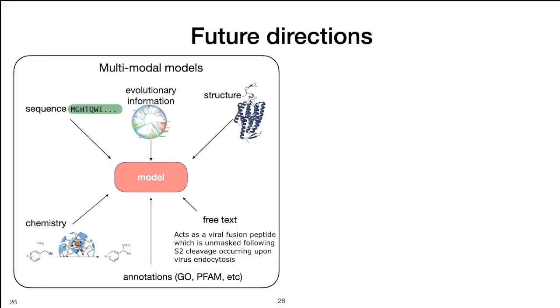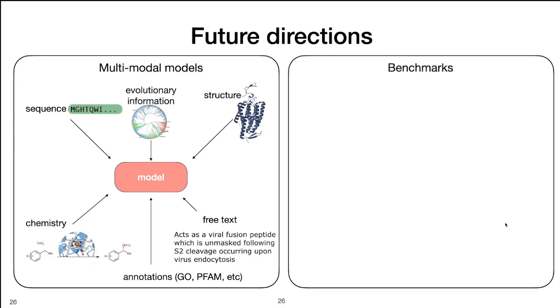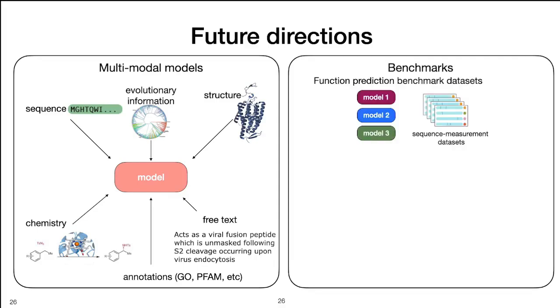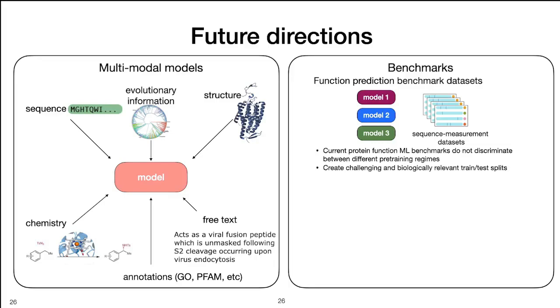So let's talk briefly about future work here. I've briefly covered some possible sources of information from multimodal models. And I think there's lots of room for creativity there in how we combine information in the model architectures and tasks. It's also important to know exactly how well these pre-training tasks work on downstream tasks. So one way to do that is by developing function prediction benchmark datasets. There are some current protein function ML benchmarks, but they don't discriminate super well between different pre-training regimes. Every reasonable regime does approximately as well as every other. And here it's also important to create challenging and biologically relevant train test splits.